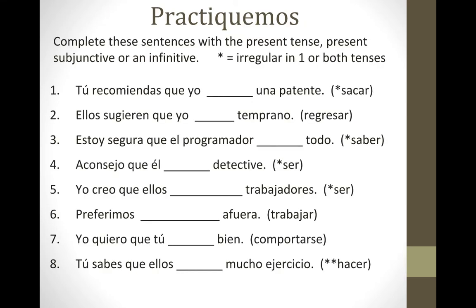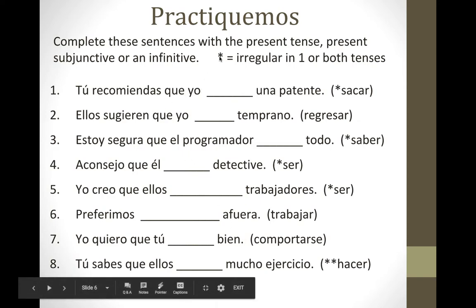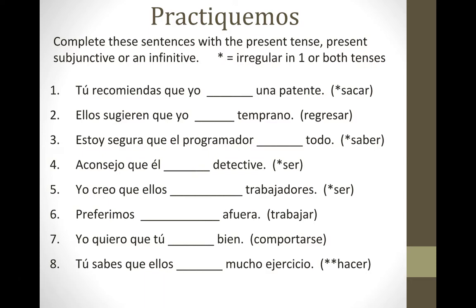Okay, let's look at our practice. The directions say, complete these sentences with the present tense indicative, the present subjunctive, or an infinitive. Please also note that if there's an asterisk next to the verb, that means the verb is irregular in one or both of the tenses. And what I mean by that is it's either irregular in the present tense or the present subjunctive. Okay, let's do number 1 together.